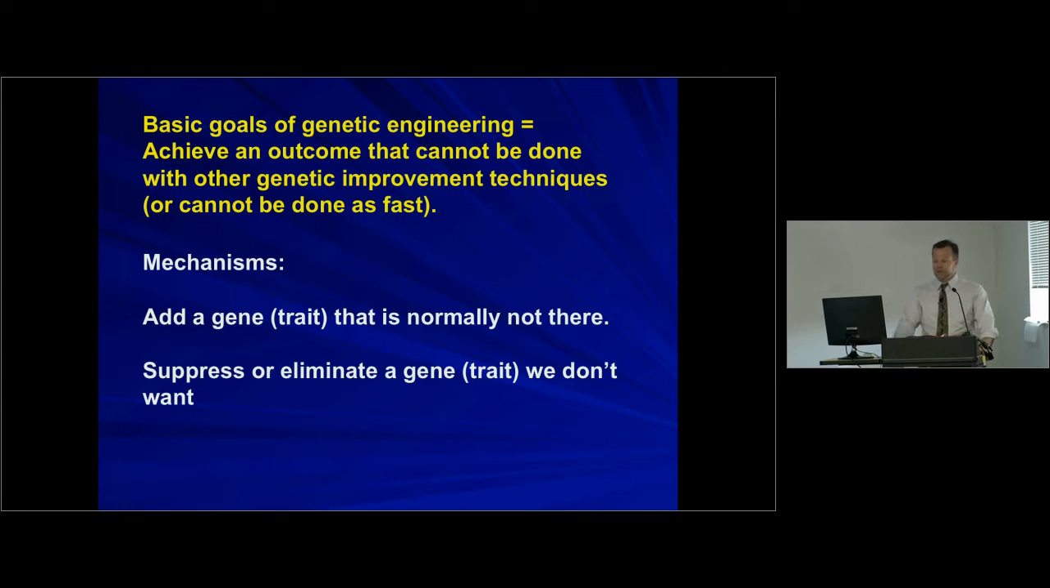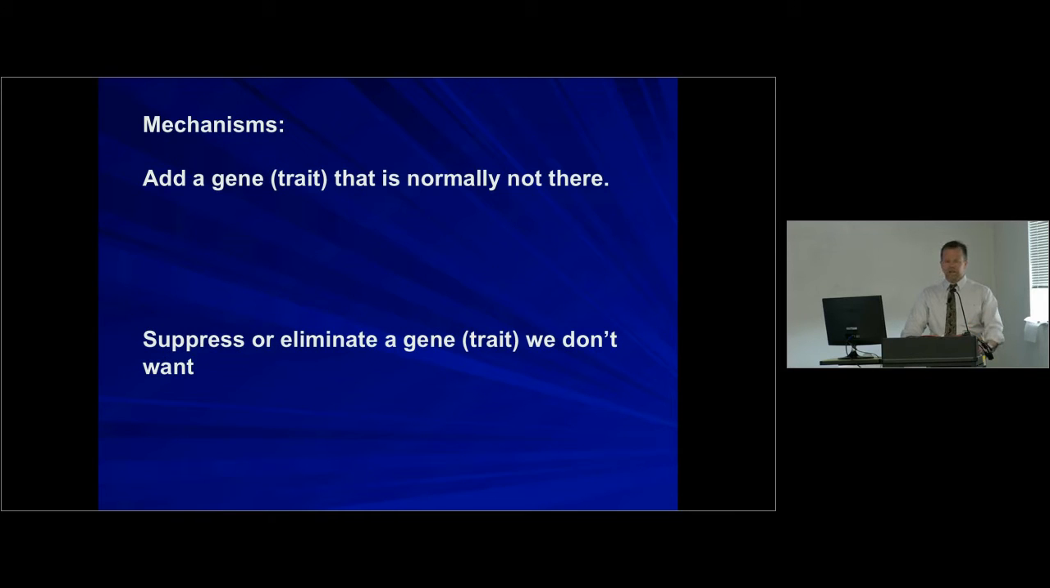The two ways that we do this are we add a gene or add some sort of trait. For our purposes, they're kind of one and the same. You add some sort of gene that confers a specific trait that normally isn't there. The other thing that we'll do is we'll either suppress or even eliminate a gene that we don't want. So between these two mechanisms, adding something there that wasn't or taking something out that is, we can achieve a plant improvement that gives you the trait that you're looking for. So, let's talk about these two things specifically.